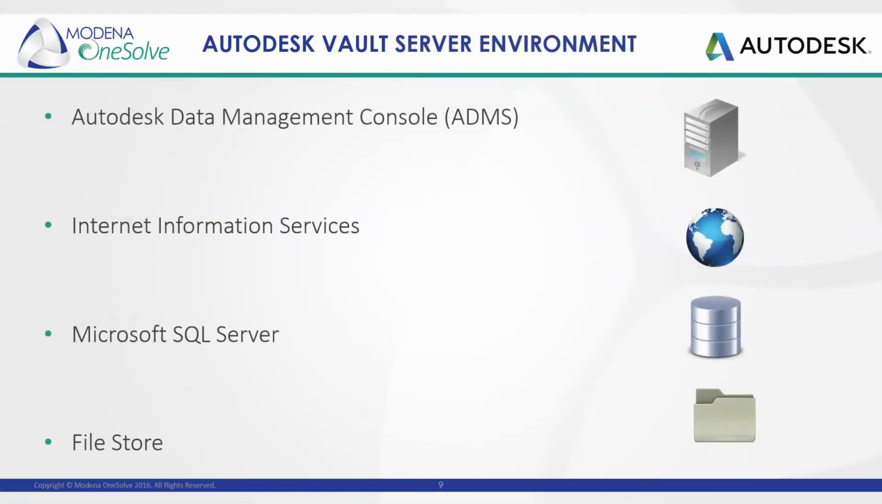The two areas of Vault can be categorized as server-side and client-side. The server consists of the following components: the Autodesk Data Management Console, often referred to as the ADMS. The ADMS is used to maintain the databases and the file stores. We have the IIS component. IIS forms part of the communication system, authenticates the user, and handles connection to the file store. Microsoft SQL Server is used as the database engine and is responsible for lists, which include things like users, permissions, and corresponding file store locations and index information. The file store itself is the physical location of those stored files.